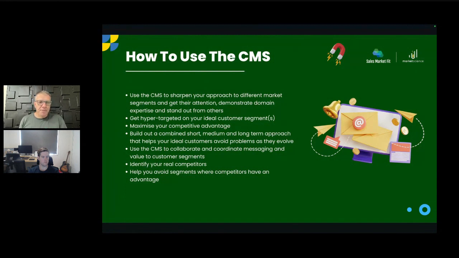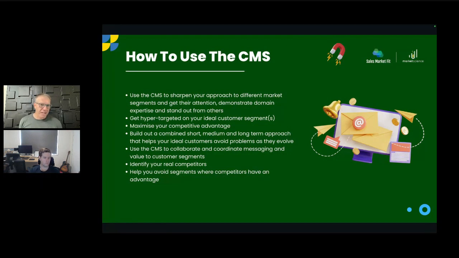Now, it allows you to get hyper targeted on your ideal customer segments. It'll help you maximize your competitive advantage. It would allow you to go, right, our platform, our feature set, or the outcomes we provide are really tailored for those in the 3 to 4 category. But then we're coming up against the larger competitors in the 7 to 8. We might want to avoid that market segment for now, until we add some more functionality onto the platform, right? When you have this customer maturity scale done, you can then build out a combined short, medium, and long-term approach.